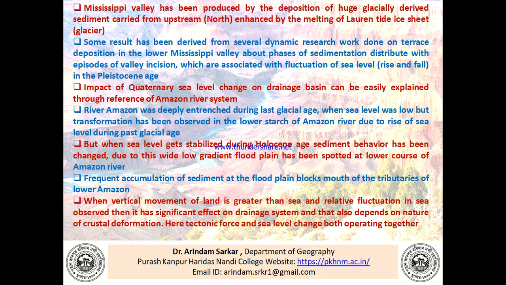Now frequent accumulation of sediment on the floodplain blocks the mouth of the tributaries of the lower Amazon. When the vertical movement of land is greater than sea and relative fluctuation in sea level is observed, then it has a significant effect on the drainage system, and that also depends on the nature of coastal deformation.